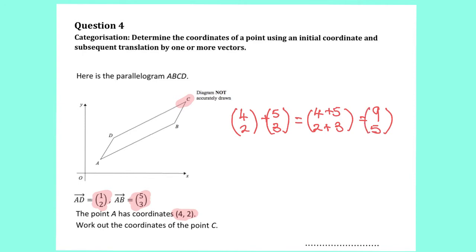Then we need to go from B to C. Well, BC, because it is a parallelogram, is equal to (1, 2). So we start with (9, 5) and add (1, 2), which gives us (10, 7). So C is equal to the point (10, 7).